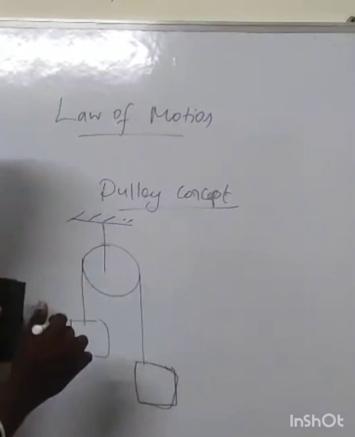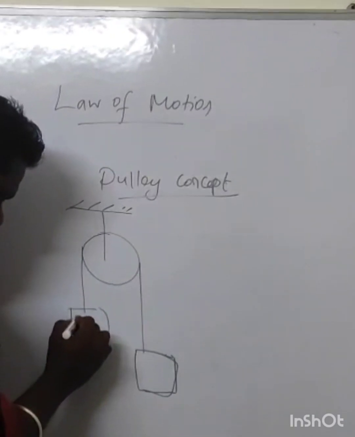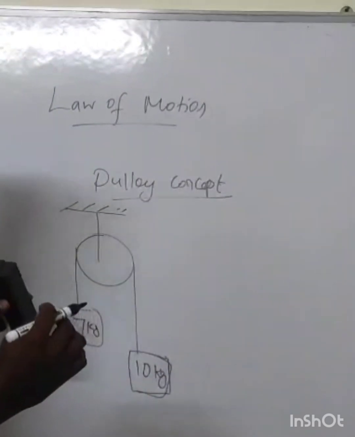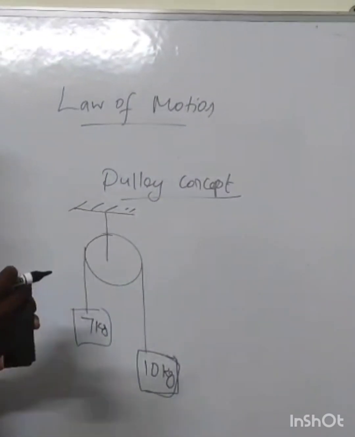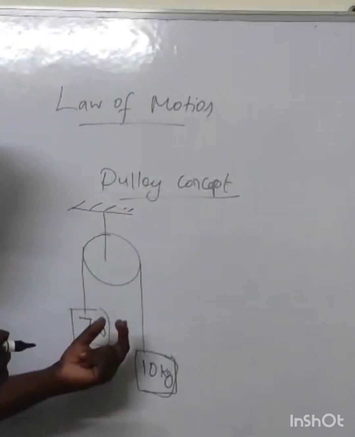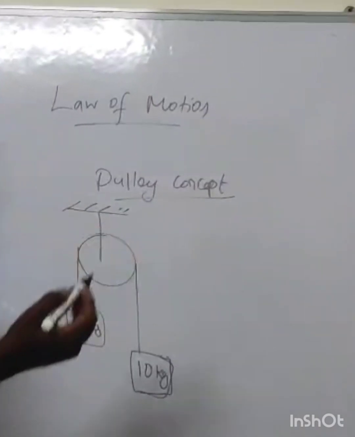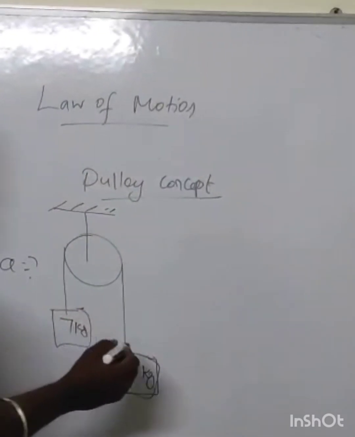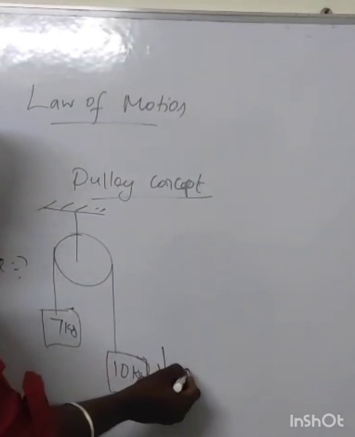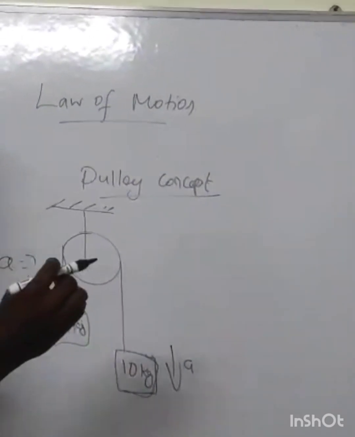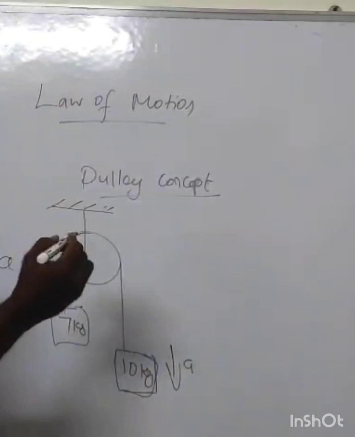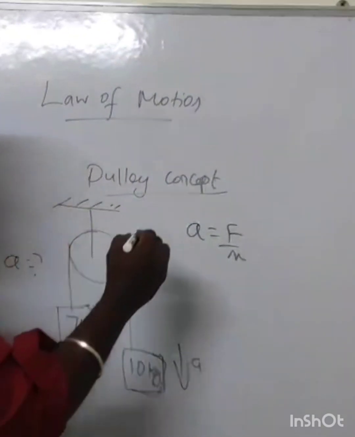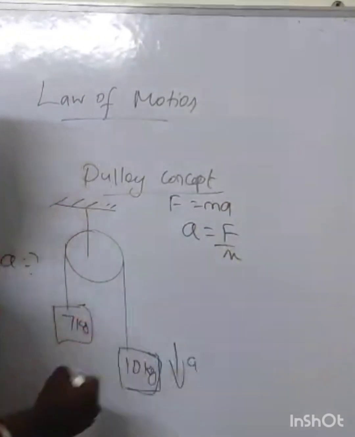First, for example, this is a 7 kg mass and this is a 10 kg mass. By watching this question, we can answer immediately with a small technique. We need to find the acceleration first. They simply ask to find the acceleration, by means of F equals ma, the law of motion. Acceleration is given by force by mass.